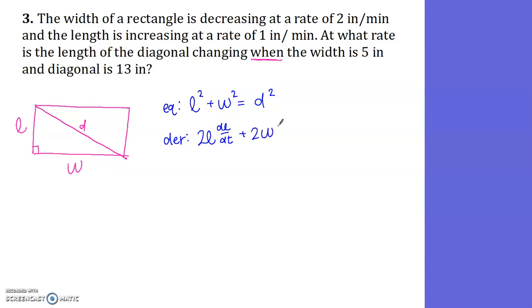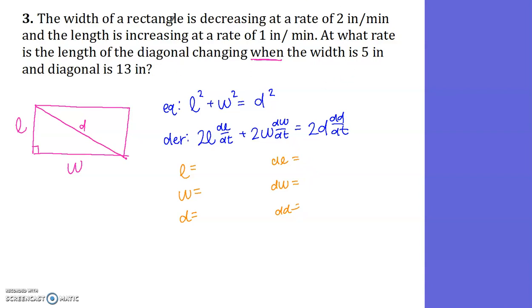Then 2W dW/dt equals 2D and then dD/dt. Now, since everything has a 2, you can go through and divide by 2. If you wait till the end, that's fine. I'm just going to wait till the end. So for our regular variables, that's just length, width, and diagonal. These are just the regular lengths. Then we've got dL/dt, dW/dt, and dD/dt. So these are our rates.